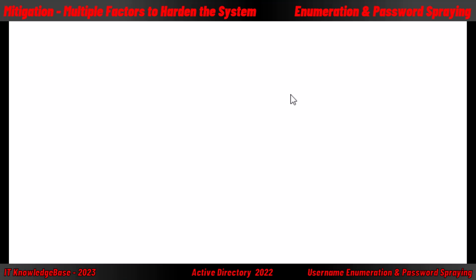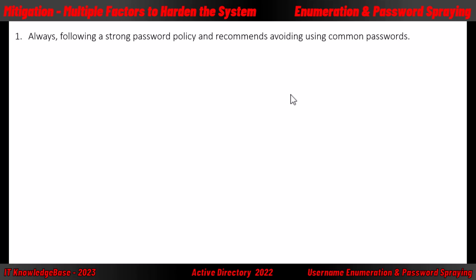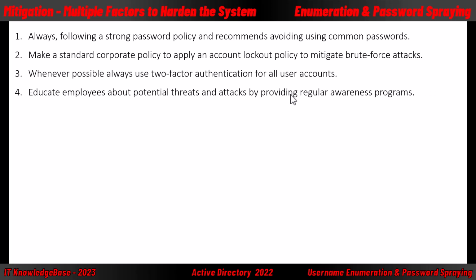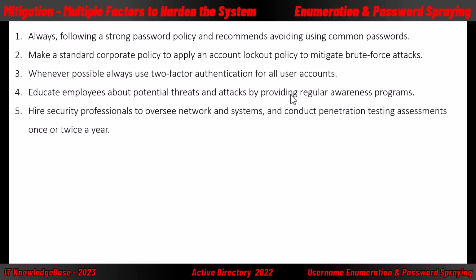Now let's talk about some mitigation to prevent this type of attack. There are multiple factors and ways which can help to harden the system. Always follow a strong password policy and avoid using common passwords. Make a standard corporate policy to apply an account lockout policy to mitigate brute force attacks. Whenever possible, always use two-factor authentication for all user accounts. Educate employees about potential threats and attacks by providing regular awareness programs. Hire security professionals to oversee network and systems and conduct penetration testing assessments once or twice a year.